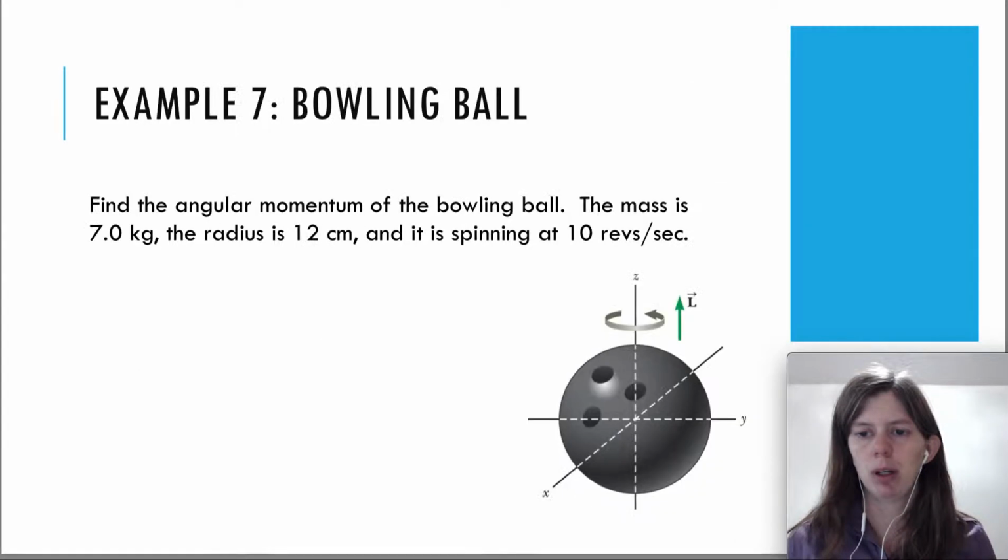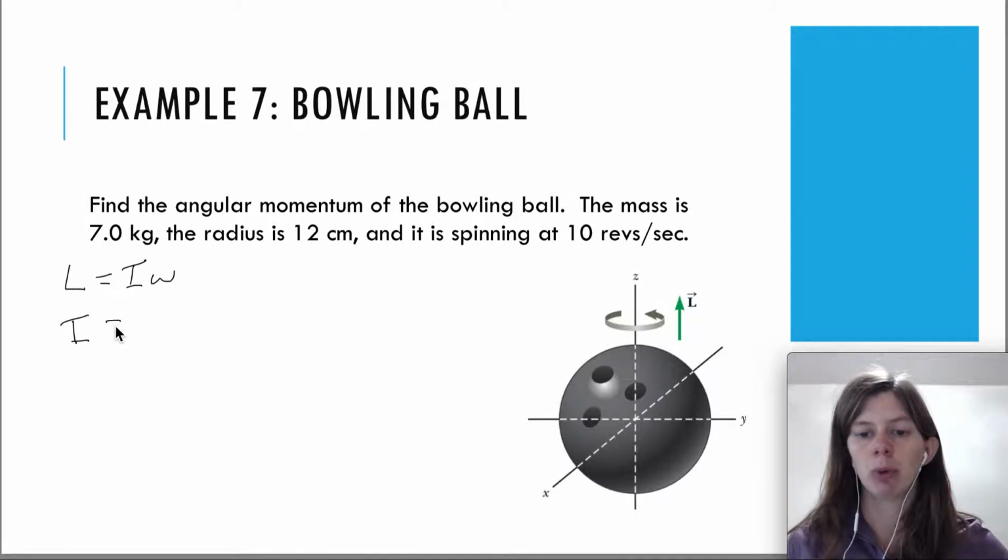Let's do a couple of examples. In the first example here, we are just finding the angular momentum of the bowling ball. So this is just a plug and chug to use that definition. The definition of angular momentum equals I omega. We need to find I and omega.